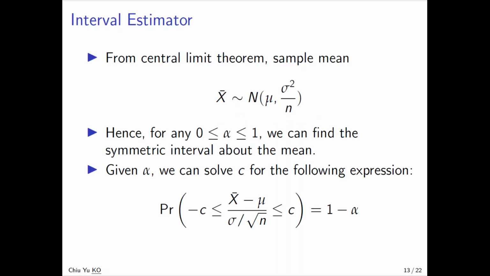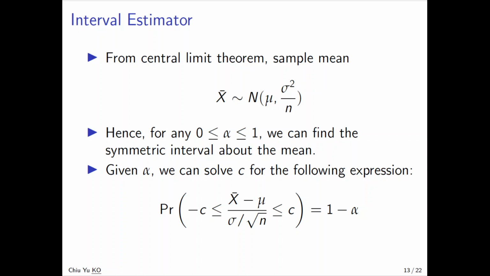So, interval estimator. From the central limit theorem, we know that the sample mean, when n is large, will be approximately normal with mean mu and variance sigma squared over n, right? And we know the sample mean is a good estimator. But instead of just giving you x bar, can we say more? What we want to do is estimate an interval. So how does it proceed?